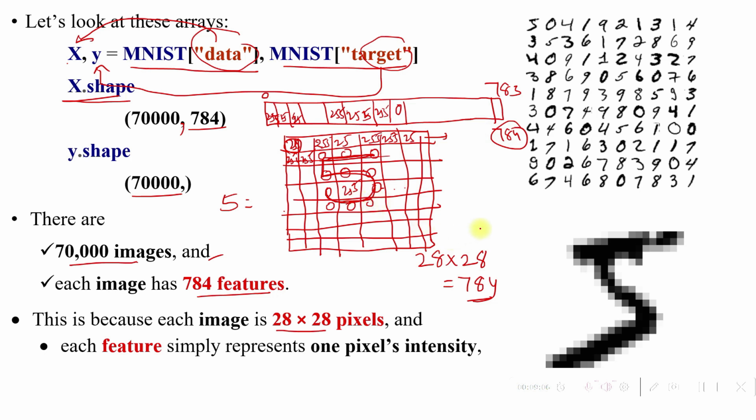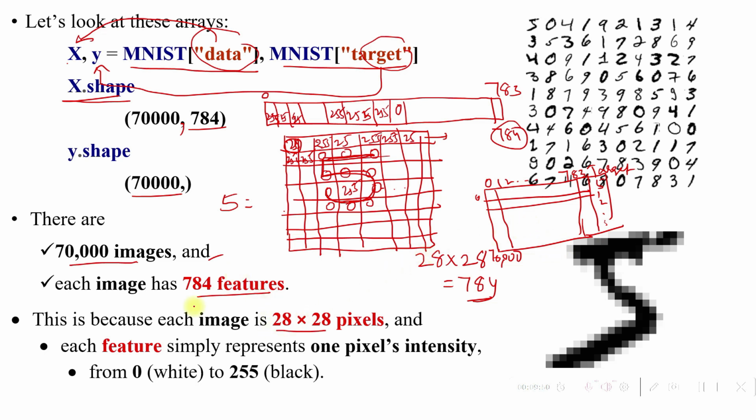Like that, we have 70,000 images, and each image contains 784 features, from 0 to 783, and corresponding to them there is a class label, the target variable, like 5, 1, 2, 3. This is the overall view of the MNIST data set.